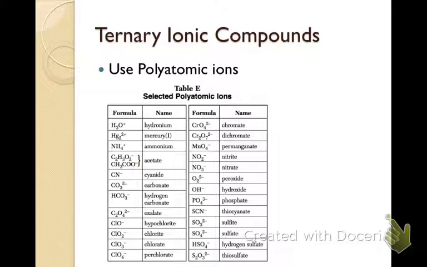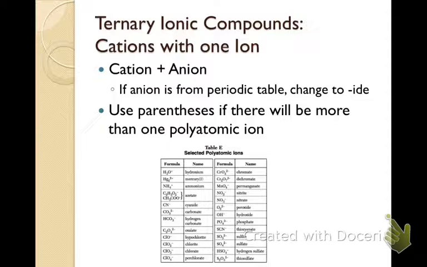Now don't forget, ionic compounds are cations and anions. So let's go through and show you the cations, which are just these first three. The rest are going to be anions. So those cations come first, then the anions. So if an anion is from the periodic table, we just change the name to IDE, but we never, ever, ever change the name of any of these ions that are found on table E. Don't ever change them, kiddos.